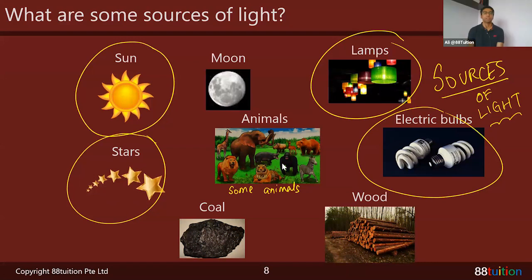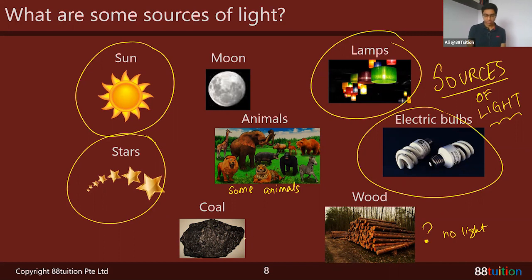Okay. So, what does this mean? The circle pictures are sources of light. So, P3s, do you all get an idea? The light must come from the object. Sun, the light comes from the object. Star, light comes from the object. Lamps and electric bulbs. Wood: no light from the object for wood, right? That's why it's not a source of light.